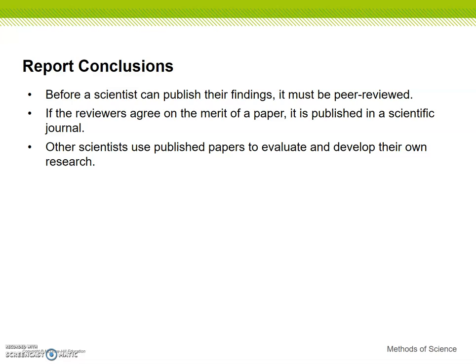So finally, you're going to report your conclusions. Before a scientist can publish their findings, it must be peer reviewed. If the reviewers agree on the merit of a paper, it's published in a scientific journal. Other scientists use published papers to evaluate and develop their own research. This is why it's important to be thorough and ethical and truthful and report everything accurately, because others will use it as well.